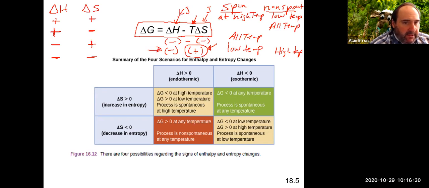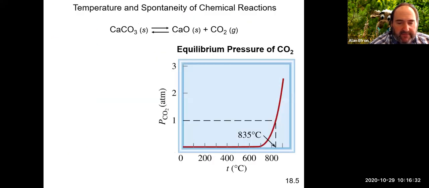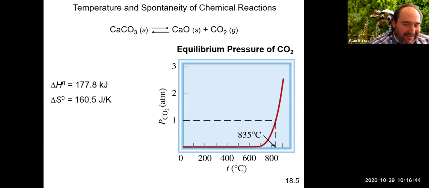Okay, so let's take a look at a reaction here and actually maybe use this formula here. In this decomposition reaction of calcium carbonate, we're making some calcium oxide and some CO2 gas. If the delta H for this reaction was 177.8 and the delta S was 160.5, what is the delta G not at 25 degrees?